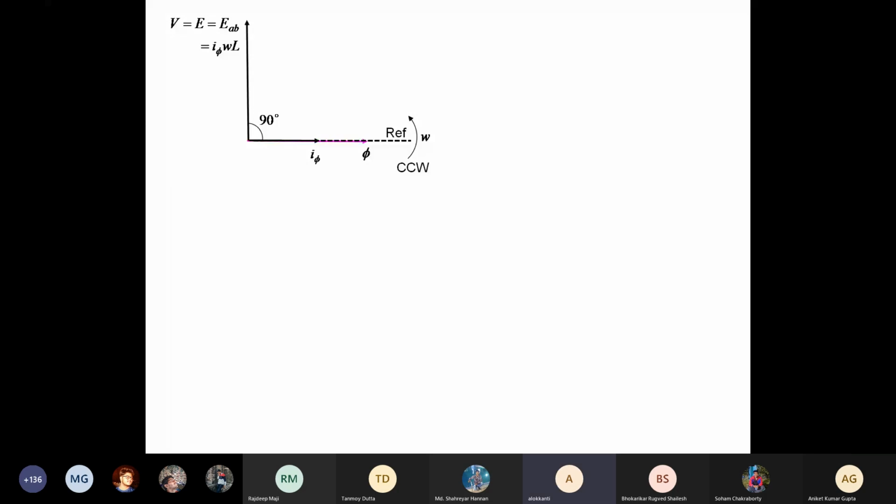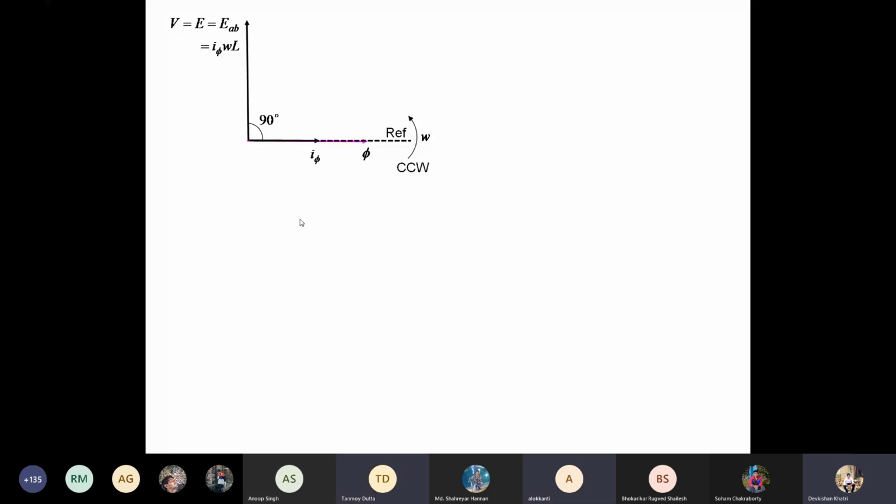Sir, I don't get how that root 2 came in that expression in the previous slide. What is the relation between RMS and maximum value for a sinusoidal quantity? RMS equals maximum by root 2. So now you understand why that came. Yes, sir, understood.